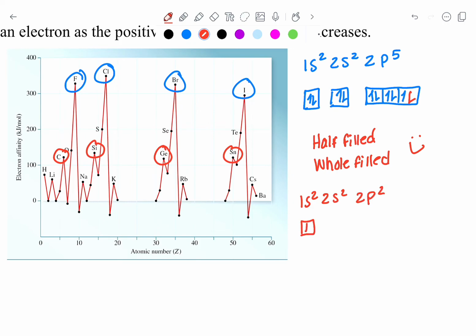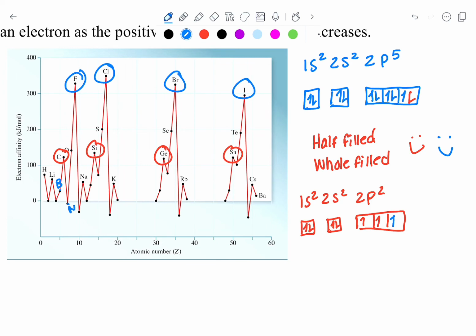Okay, so we have 1s2, 2s2, 2p2. And if we look at that, it's 1 electron away from being a half-filled shell. So its electron affinity is a lot higher in comparison to its surrounding elements, so boron and nitrogen. Okay, so this is boron, that's nitrogen, because it's 1 electron away from a half-filled shell, which again makes us happy. We like a half-filled shell and we like a whole-filled shell.